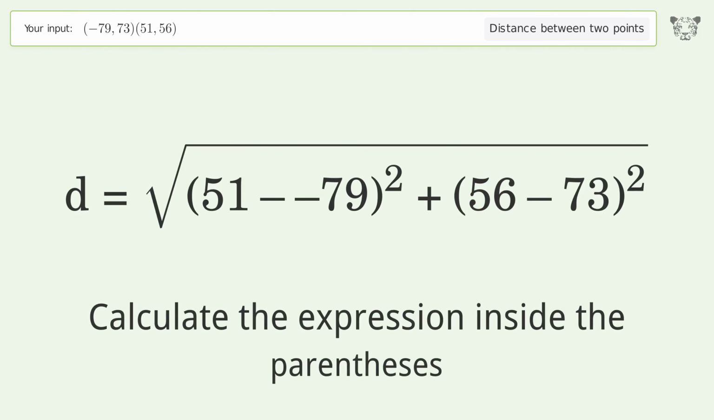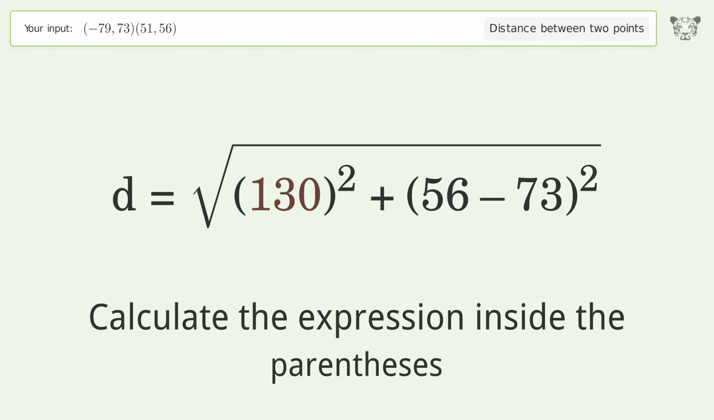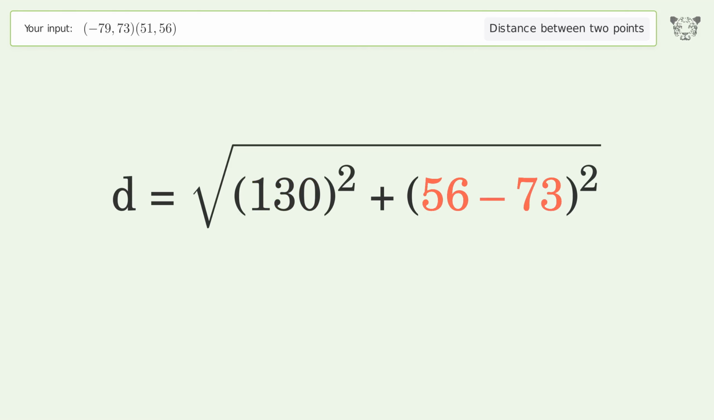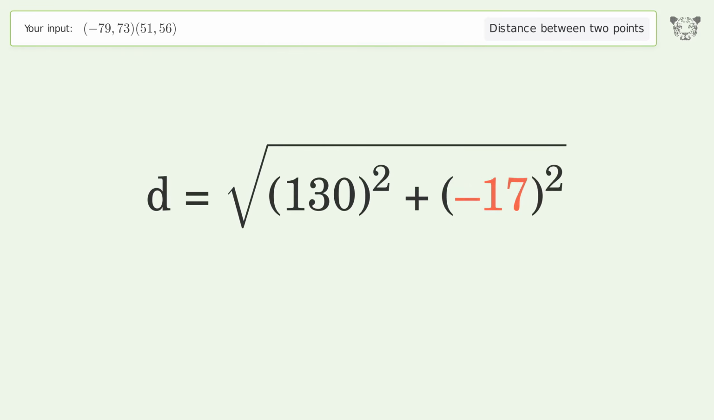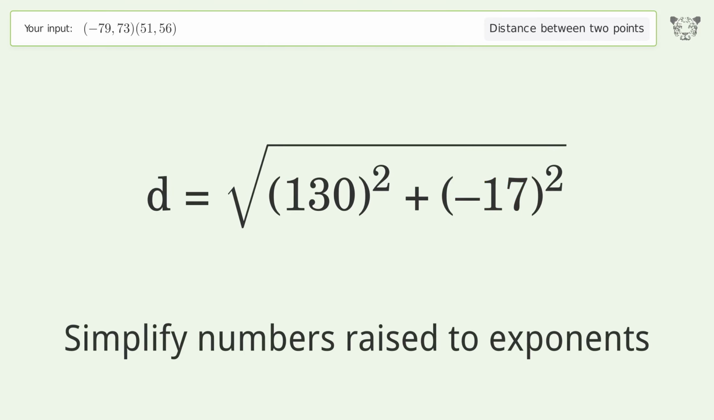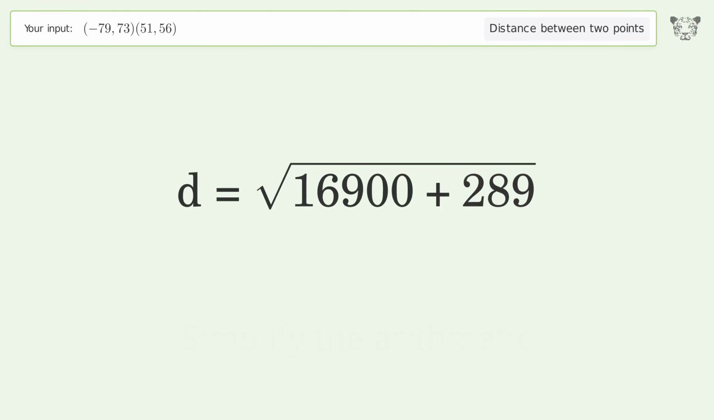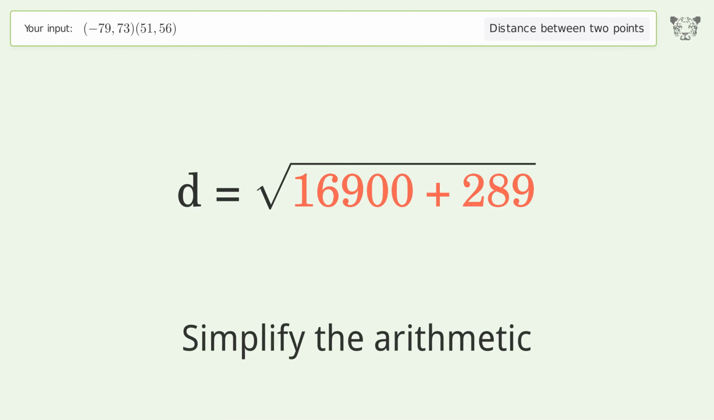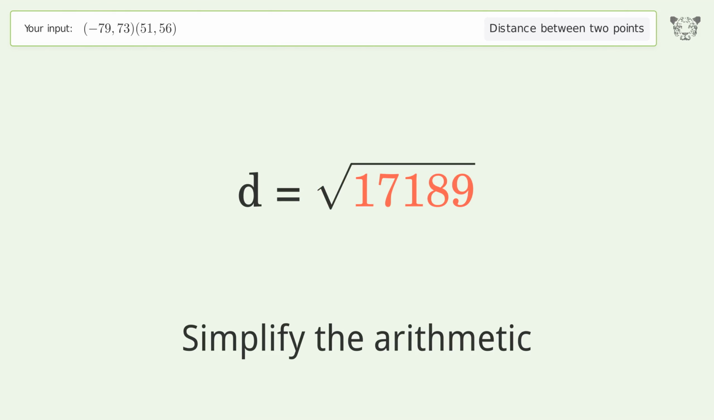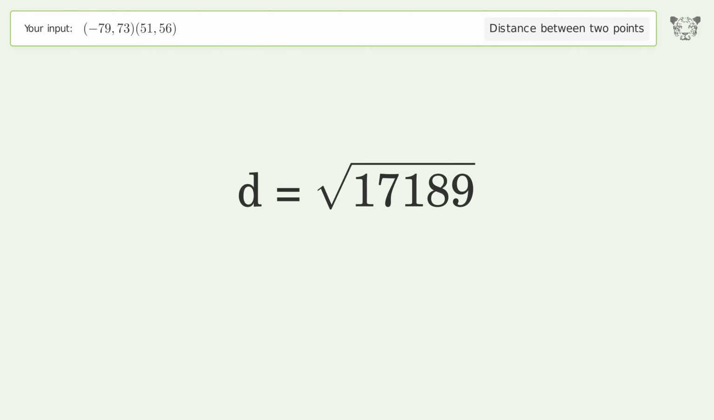Calculate the expression inside the parentheses. Simplify numbers raised to exponents. Simplify the arithmetic. And so the distance between the 2 points is the square root of 17,189 or 131.107.